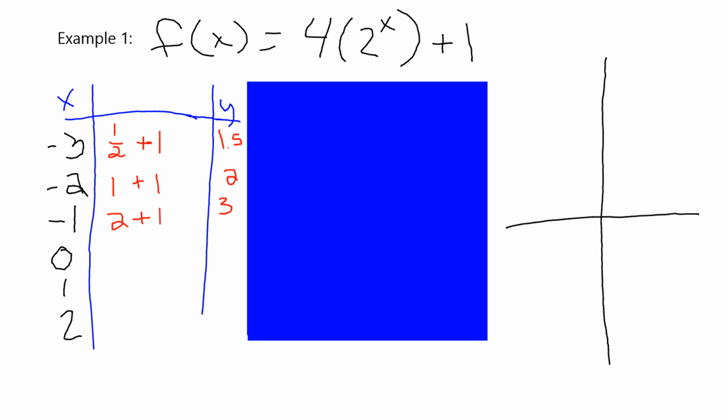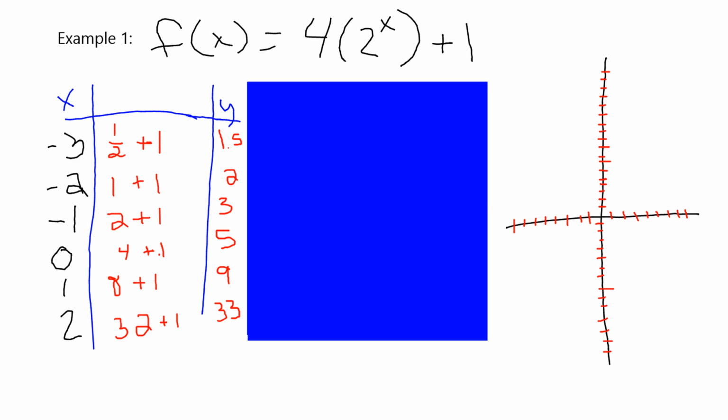Now we're going to go ahead and substitute 0. So I'm going to have 4 times 2 to the 0th power plus 1. There's another law of exponents that says anything to the 0th power is 1. So 2 to the 0th power is 1. So I'm going to have 1 times 4 plus 1. Well, 1 times 4 is 4, plus 1 is 5. I'm going to go ahead and do the remaining 2 values.